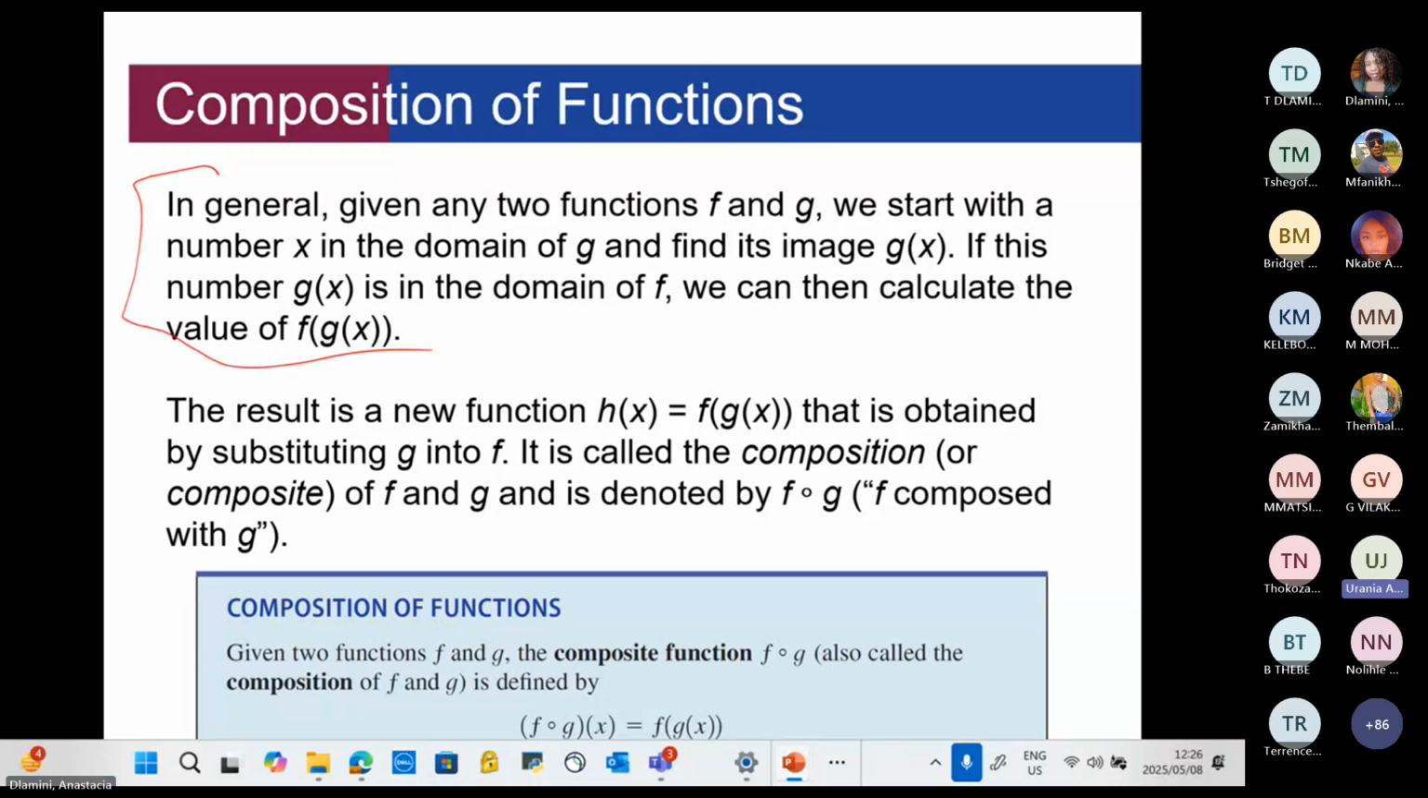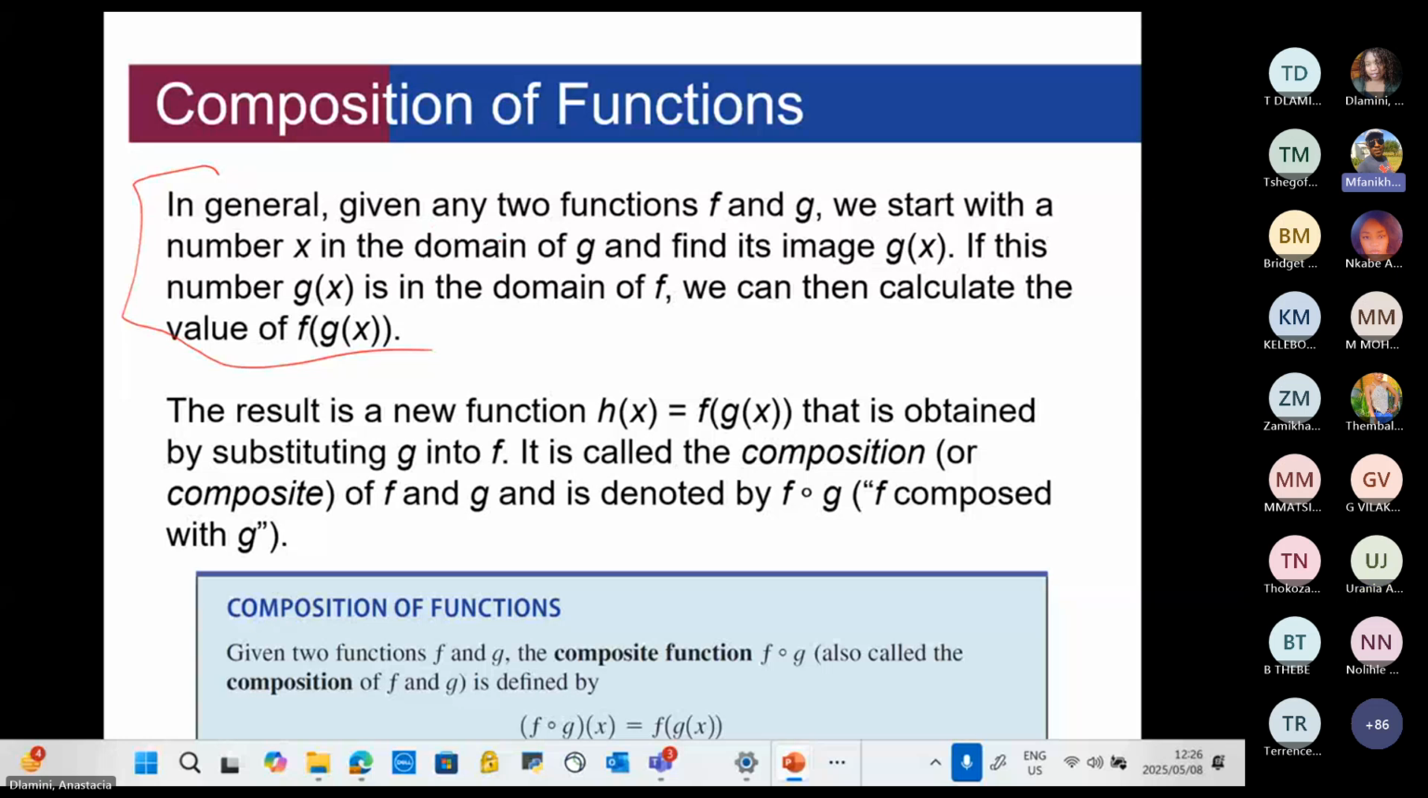Okay, ma'am. So basically, we have two equations, g of x and f of x. You say we have two equations, which are f of x and g of x, right?